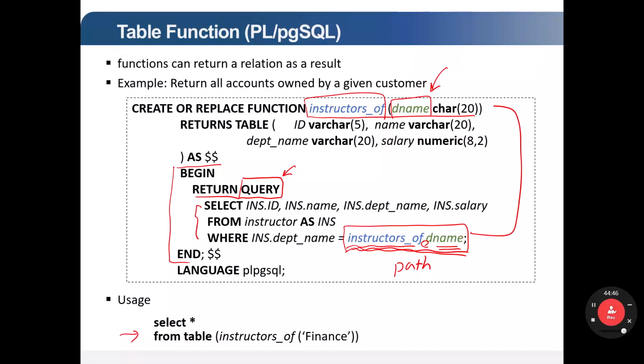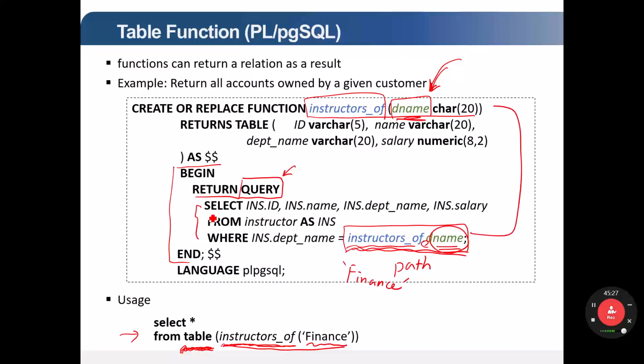So look at this usage example. We are selecting everything from table. Oh, what is this? This is the first time that we saw this here. This table means we are calling a stored function in the database. And the function name is instructors of, and finance is the argument that we are passing. So this finance will be passed to this function, and dname, this variable, will be replaced by finance.